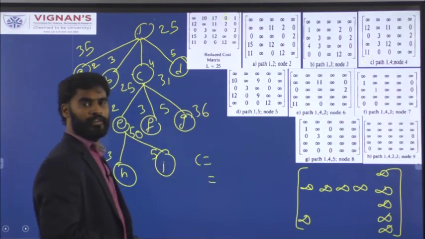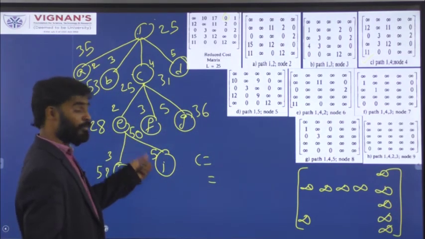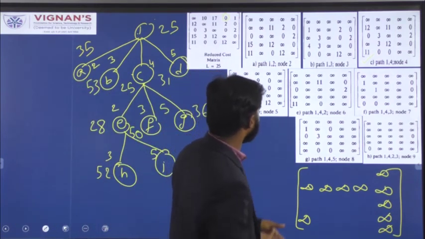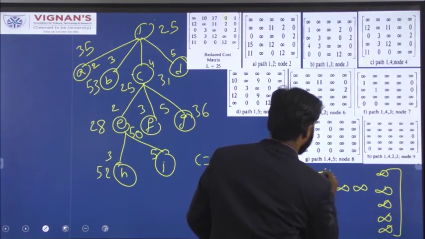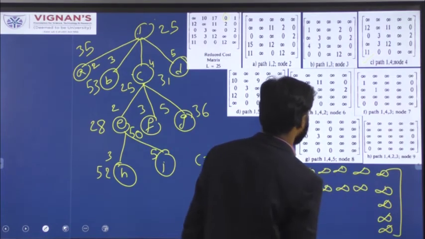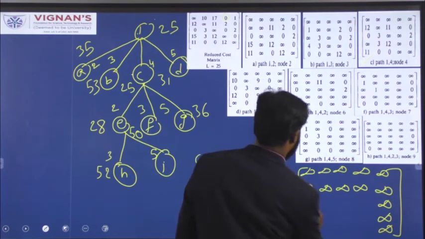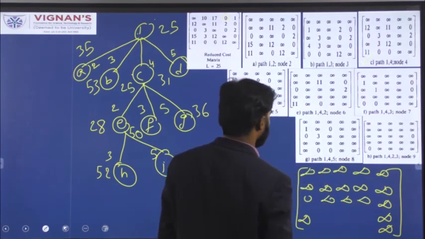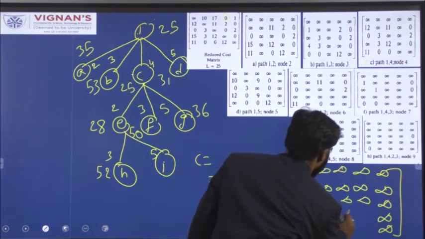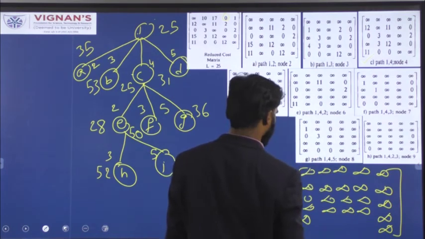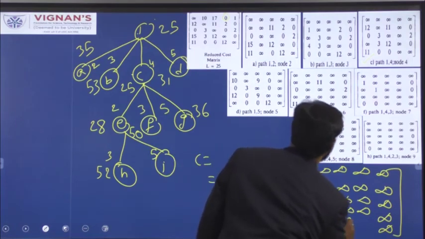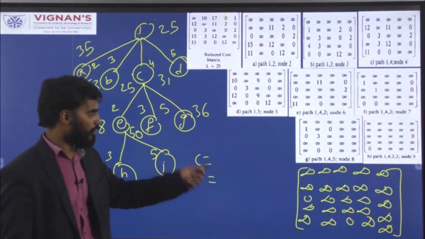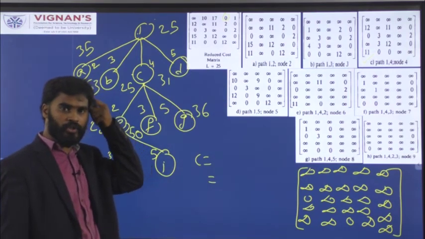So the remaining values you should fill from the parent of I. The parent of I is E, fill from E. So it is infinity, infinity, infinity, infinity, 0, infinity, infinite, infinite, infinite, infinite, infinite, infinite. This is infinite, 0 and infinite. If you observe the matrix of I, it is already reduced. So you need not reduce.